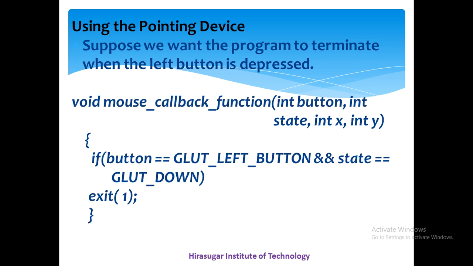And if state equals glut down, meaning the left button is pressed, then only you do this operation. What operation? Exit of 1 means exit from the program, because you want to terminate your program. Like this, any combination, whatever you want. I have written only one statement, exit, because after doing this operation I am exiting. That's why this is a small code.